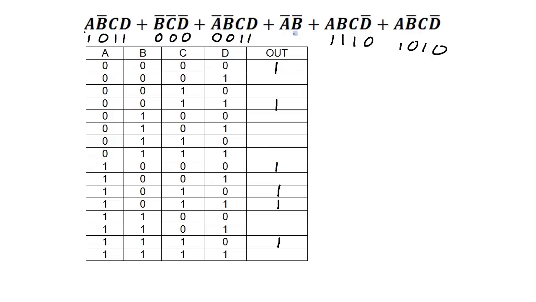Then this term is where A is equal to 0 and B is equal to 0. And then C and D can be any value, it doesn't matter. So we only have to look for the rows where A is 0 and B is 0, and that's actually the first four rows here. So those first four rows are all 1s. We actually already have 1s in the first row and the fourth row, so we just need 1s in those two. Now as a last step in filling in this truth table, we can just put zeros in the rest of these rows.